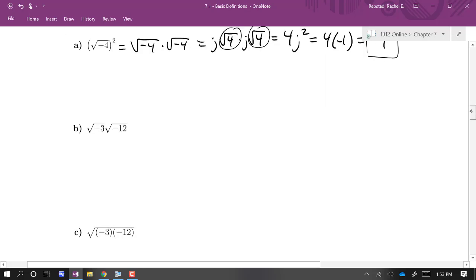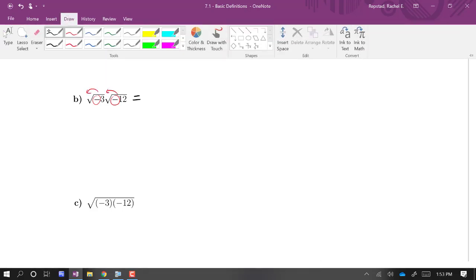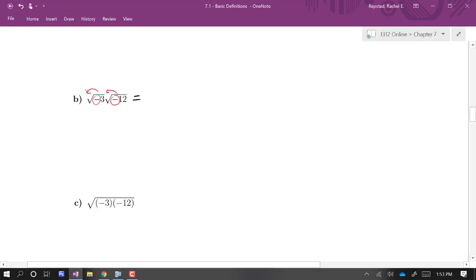Let's try another one. The square root of -3 times the square root of -12. So I'm going to begin by applying that property that says if I have the square root of a negative, I'm going to just pull out the factor of j. So I've got j root 3 times j root 12.